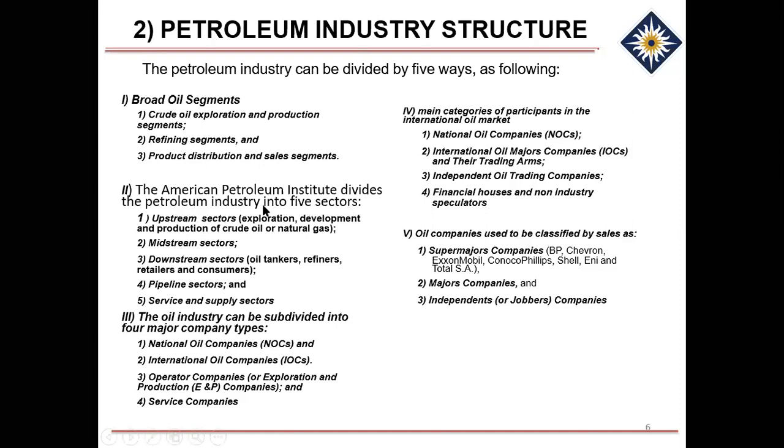So API divides the petroleum industry into 5 sectors. As I said, we have upstream. We, as energy engineers, petroleum engineers, civil engineers, we work mainly with exploration and production. Exploration, development, production of crude oil. Midstream sector is involved in the refinery sections, refinery, processing, and so on. Downstream sector is about the transportation and marketing. These are the 3 sections. Then we have different kinds of companies, pipeline sectors, just to transport the oil from one place to another place. We call them the pipeline.